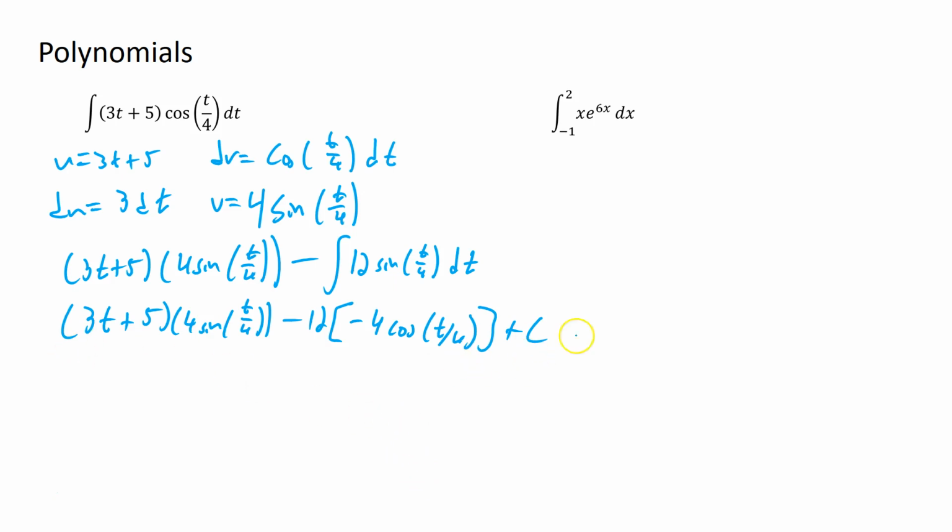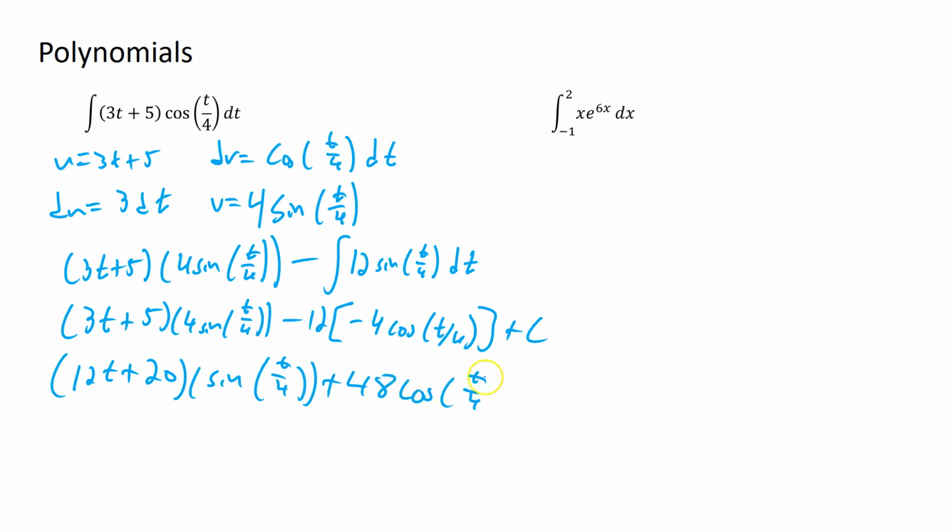Okay, so we can circle that and be done, or we can make it a little prettier, right? So maybe we distribute this 4, I don't know, sure. 12t plus 20, since I can't decide whether or not to do it, sine of t over 4. Negative 12 times negative 4 is a positive 48 cosine t over 4 plus c. There we go.